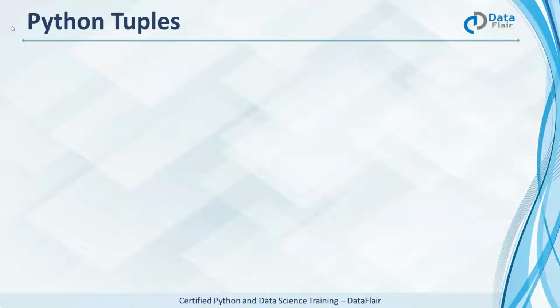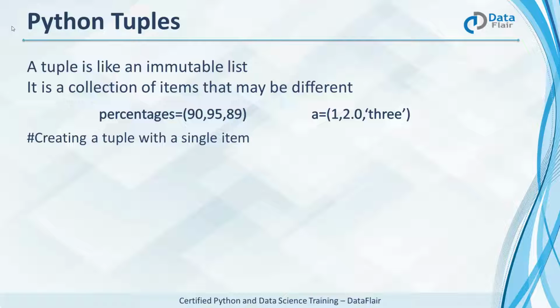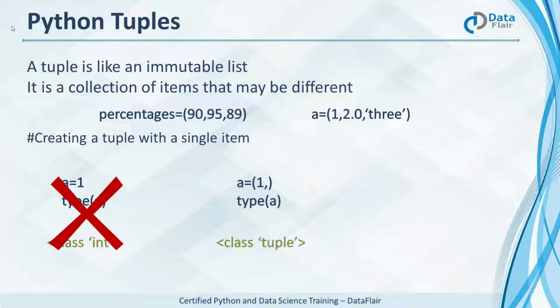You know lists. Tuples are like lists but immutable. A tuple is a collection of items that may be different. This is a tuple with 3 integers, and this one holds an integer, a float, and a string. We can also create a tuple with just one item. This is an integer, not a tuple. This is a tuple, and even this is a tuple. So it seems you need to put a comma after the only element in a tuple.